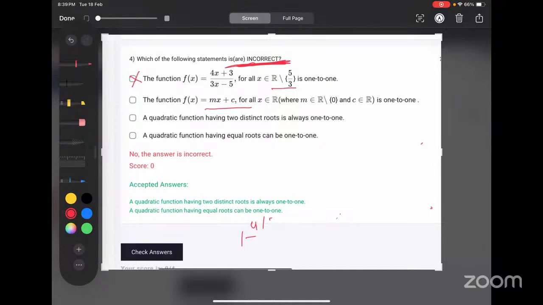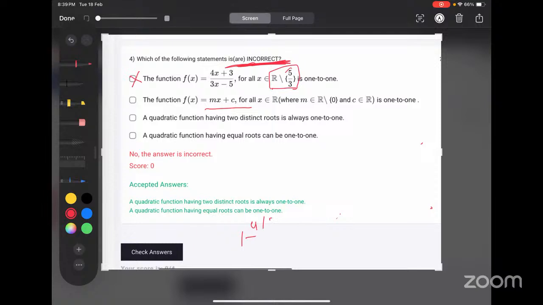Okay. The domain is R minus 5 by 3. What we did for this? Okay, that means the function is from R minus 5 by 3 to some codomain. For any function, we need a domain and codomain, right? So at each point of the domain, the function is defined, right? Okay. Domain means the set of all inputs. So this is the set of all inputs for the function f.